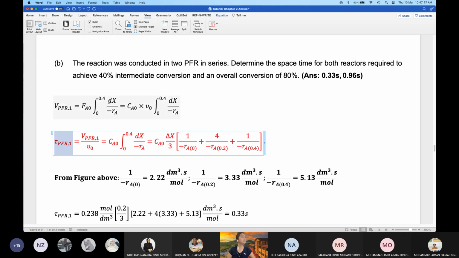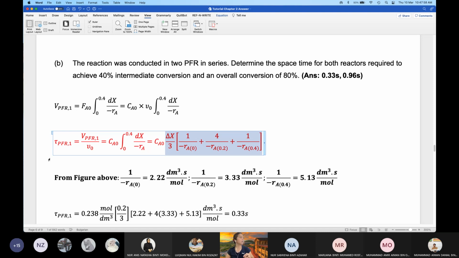What happens to my right hand side? Saya kan dah move my V0, volumetric flow rate ke bahagian kiri. So bahagian kanan saya hanya tinggal dengan CA0. V0 dah tak ada, V0 dah dipindah ke belah kiri. So become CA0, integral part masih sama, 0 to 0.4 dX per minus rA. So again, kita kena tukar dalam bentuk Simpson one-third rule. CA0 tu kekal sebab CA0 tu tak ada kaitan dengan Simpson one-third rule. Simpson one-third rule is to address the integral part. So bahagian depan CA0 tinggal, bahagian belakang integral dah menjadi Simpson one-third rule.